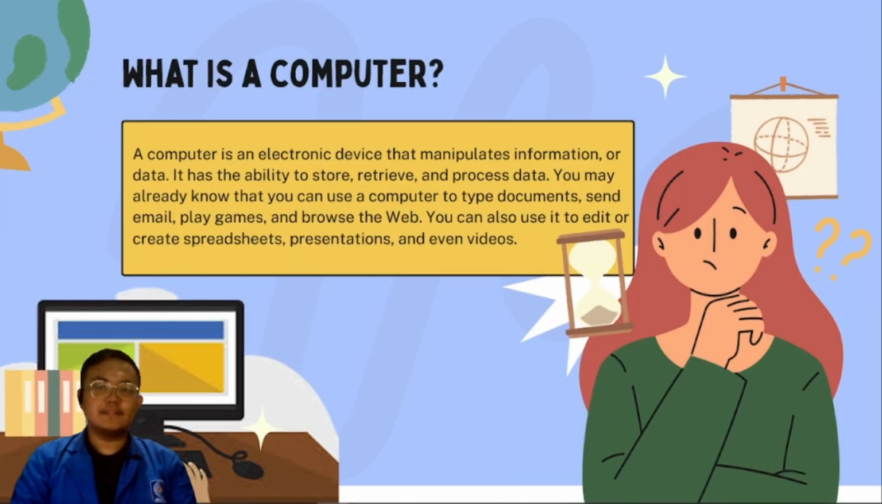Okay, so let's start with the basics. What is a computer? A computer is an electronic device for manipulating information or data. It has the ability to store, retrieve, and process that data. We already know we can use it for many things like typing documents, sending email, playing games, browsing the web, or even creating spreadsheets, presentations, and videos.